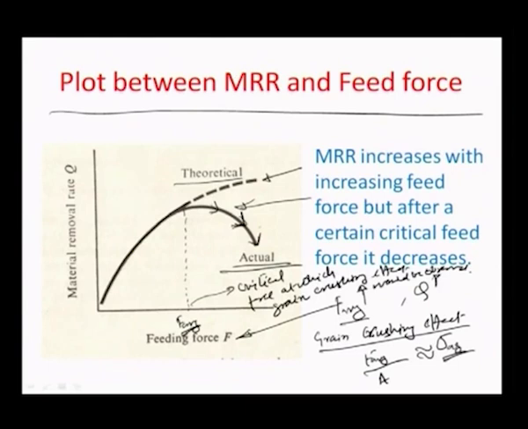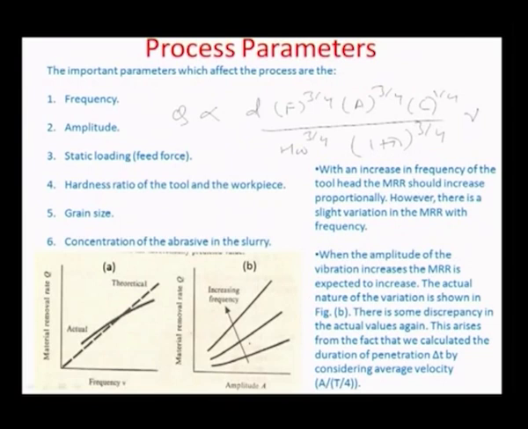So that is, in a nutshell, what would happen to the trend of material removal rate with respect to the feed force. There are some other interesting factors to be discussed. For example, as I have already pointed out, with frequency, if the frequency goes high, the material removal rate would go high, as is visible in this particular trend here. Of course, the actual varies slightly from the theoretical, although theoretical shows almost a direct linear relationship with increased frequency, but the actual is slightly different because of reasons associated with the inertia of the slurry and also the inertia of the tool head.